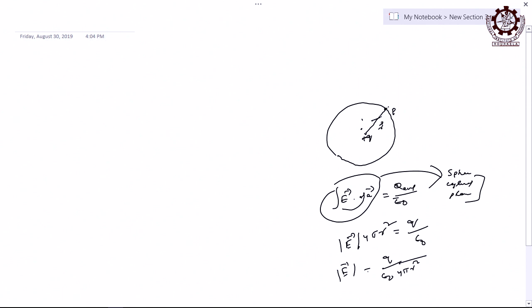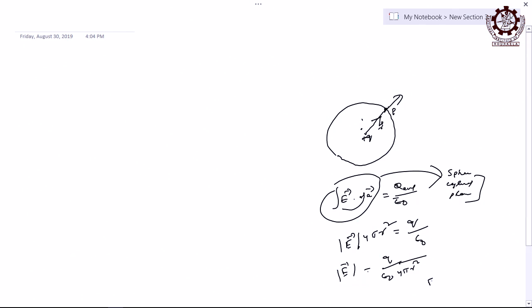Obviously, the direction is along the radius, going outward if it is a positive charge. So, if you want it in vector form, you can write E equal to q divided by 4 pi epsilon 0 r square, times r cap. R cap here is the unit vector away from the center because of positive charge; if negative, it is towards the center. So, in that way you can find the electric field intensity at a point with the help of Gauss law.